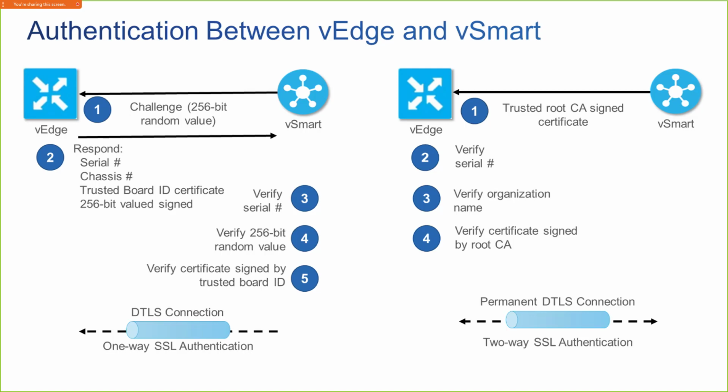When we talk about vEdge and vSmart, pretty much the same. We still get the challenge from the vSmart controller. We still send a response that has the serial number of the chassis, that digitally signed 256-bit value, and so on. The only difference is the vSmart controller also identifies itself to vEdge. It's no different, actually. It's just in the opposite direction. The vSmart controller challenges the vEdge device. So it's literally the same graphic. The only difference is they're just depicting it in different directions in this particular case.